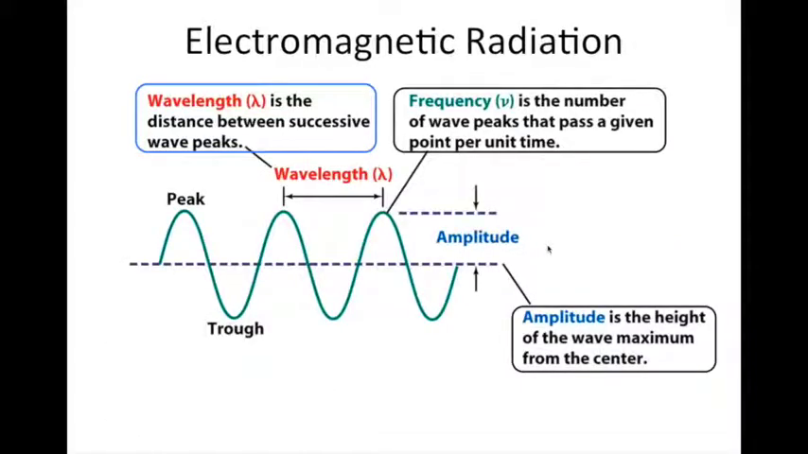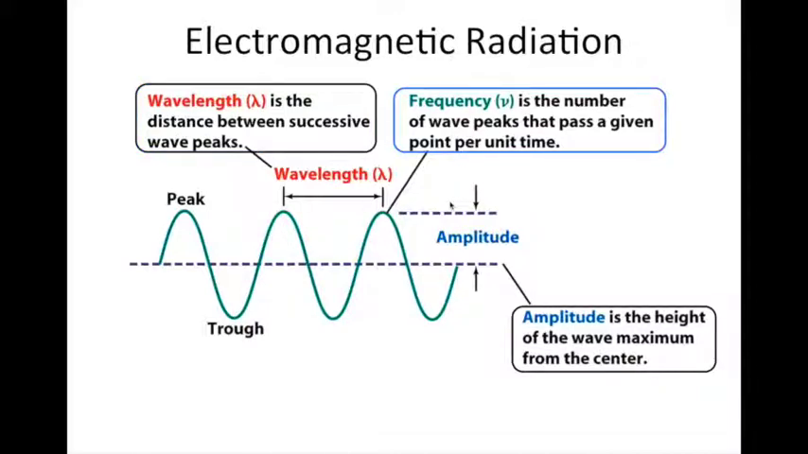An electromagnetic wave can be characterized based on three different components. The wavelength of the electromagnetic wave is the distance between two wave peaks or two wave troughs, where a peak is a positive amplitude or the highest point in the wave, and a wave trough is the lowest point in the wave, or a negative amplitude.